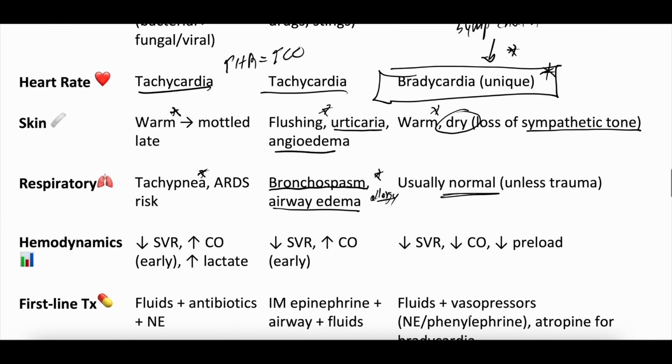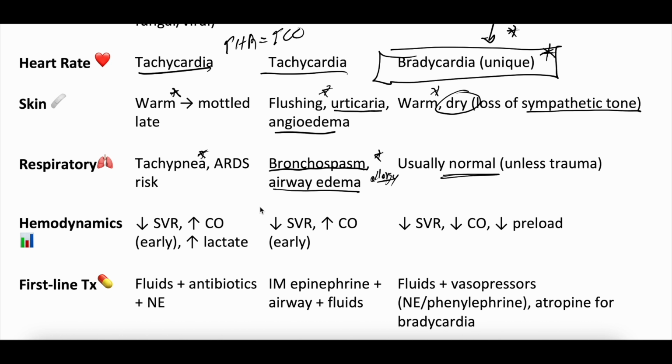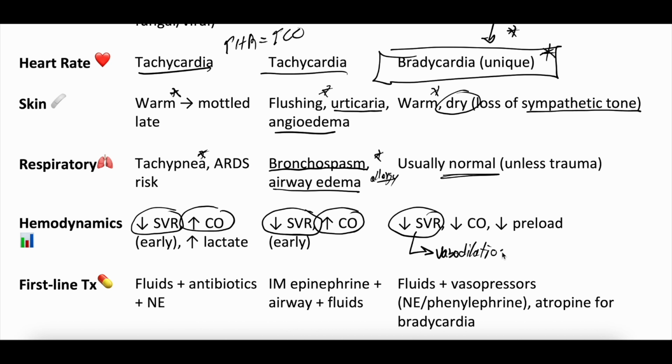And then the hemodynamics, which is something heavily tested. In septic shock and in anaphylactic shock, you have low systemic vascular resistance and an increased cardiac output. Okay, low systemic vascular resistance and an increased cardiac output. In neurogenic shock, you still have low systemic vascular resistance, right? Because vasodilation, pathologic vasodilation, is a hallmark of distributive shock. But your cardiac output might actually be low because, as we said, you cannot increase your heart rate to mobilize that increased cardiac output. So your cardiac output might be low compared to it being high in anaphylactic and septic shock.